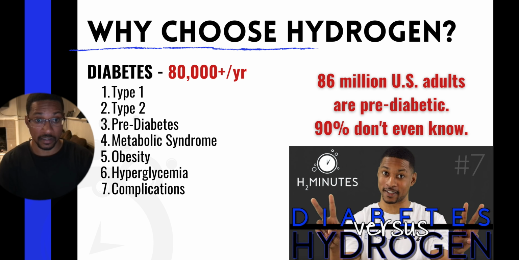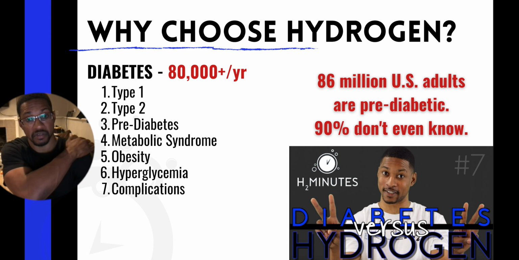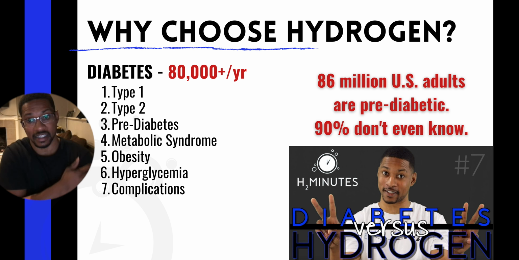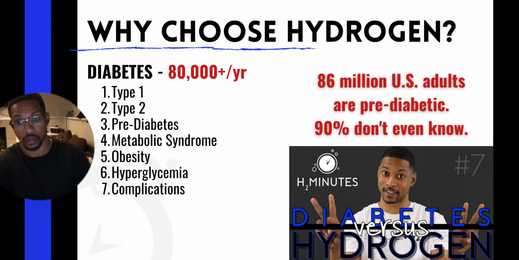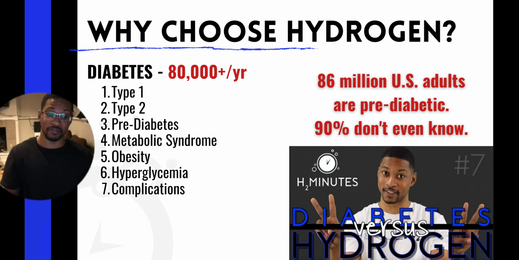Next would be diabetes, which kills over 80,000 people per year in the United States, and 86 million adults are pre-diabetic, and 90% of them don't even know it. That's literally almost like a third of our population, which is mind-blowing, not in a good way. But anyway, we can all benefit from hydrogen probably, most likely.